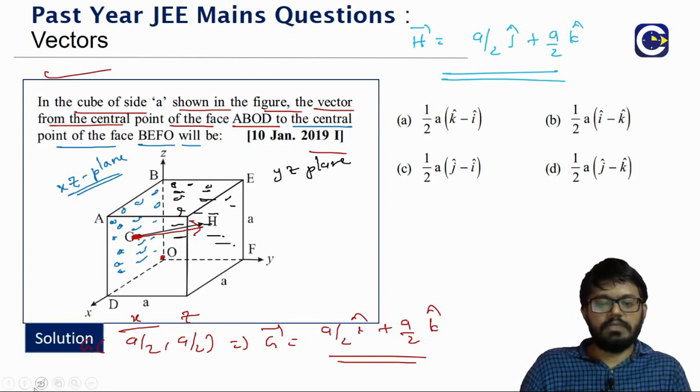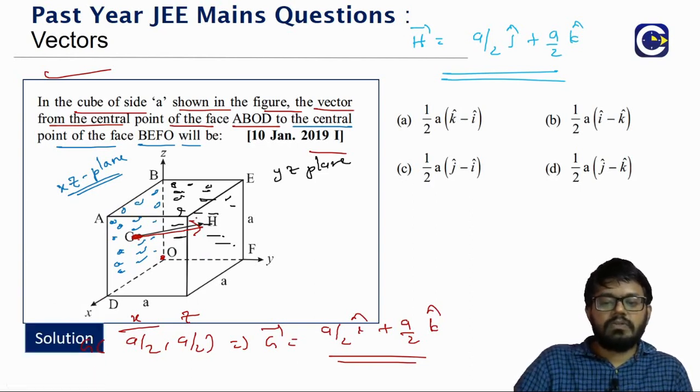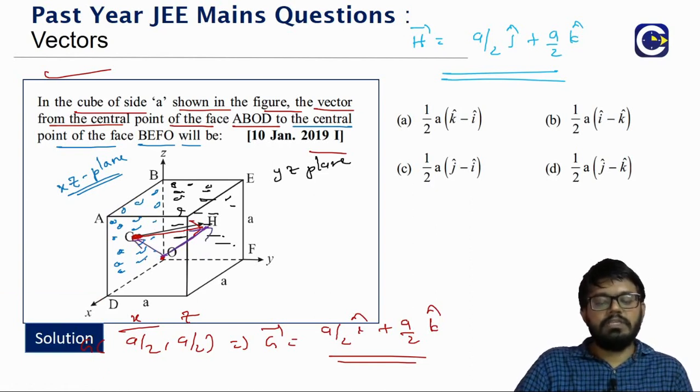What is the vector that is drawn from G to H? When you want to find the vector from G to H, we have the position vector of H and the position vector of G. Look at this vector. This is G, this is H. There is a triangle. I'll just draw it and show it to you.